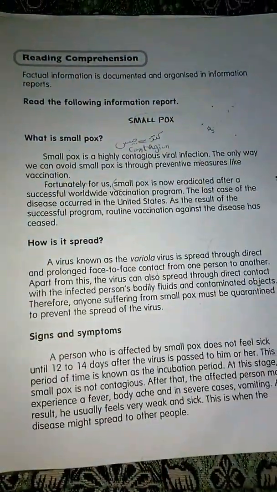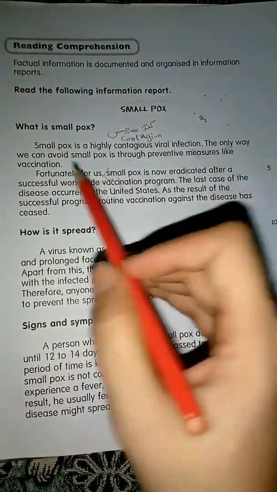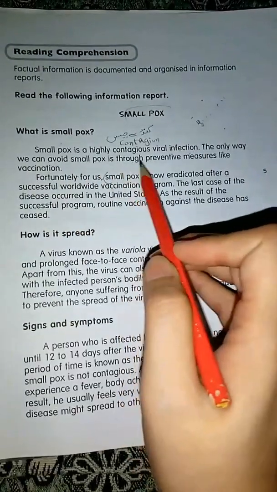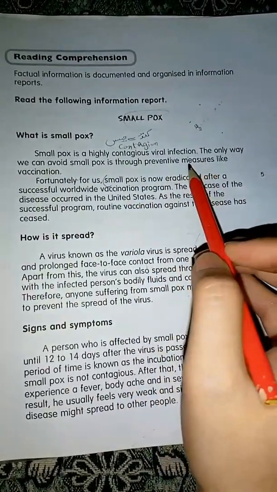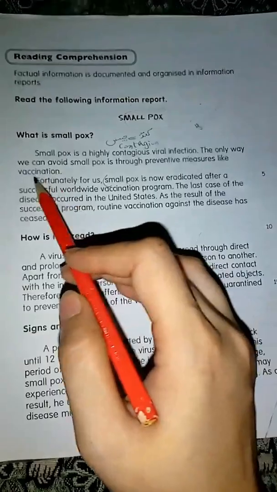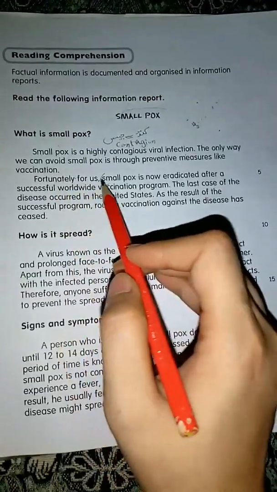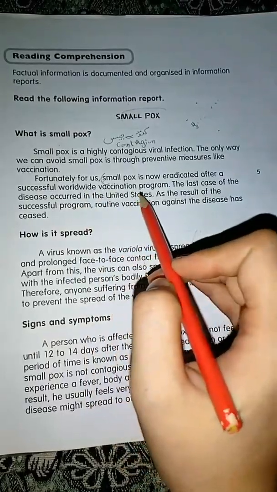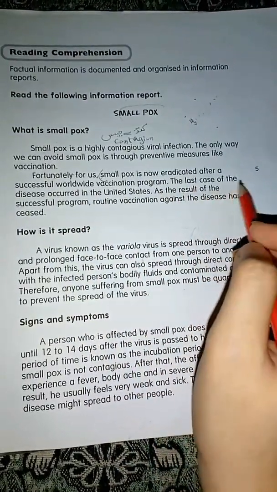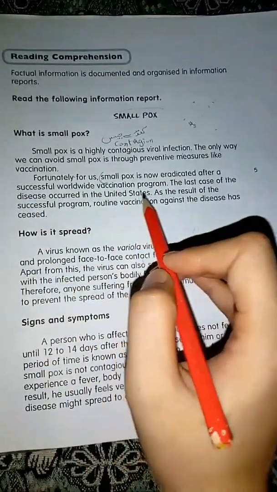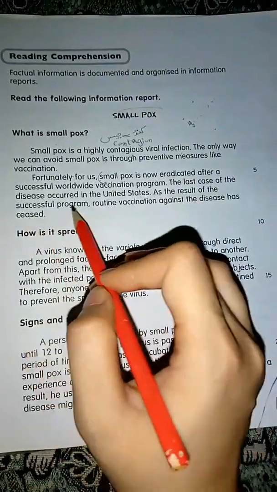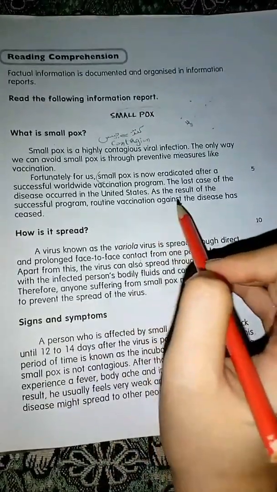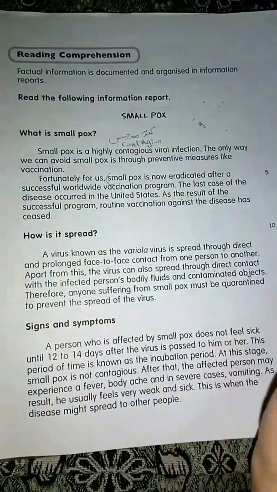Contagious, very harmful, okay. The only way we can avoid smallpox is through preventive measures like vaccination. Fortunately for us, smallpox is now eradicated after a successful worldwide vaccination program. The last case of the disease occurred in the United States. As a result of the successful program, routine vaccination against the disease has ceased.